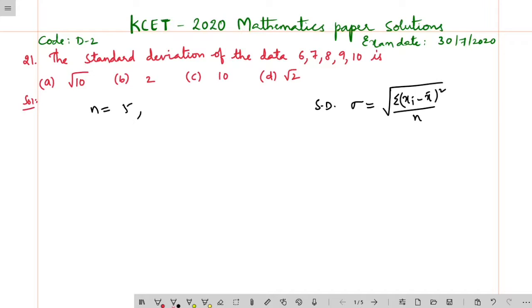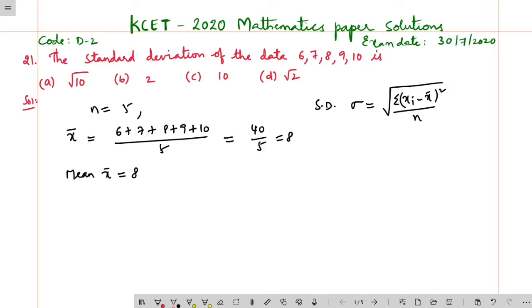Here xi represents the observation and x bar is the mean. So let's find the mean. Mean is equal to the sum of the observations divided by the number of observations. So we can take 6 plus 7 plus 8 plus 9 plus 10 upon 5. 6 plus 7 is 13, plus 8 is 21, plus 9 is 30, plus 10 is 40, so 40 upon 5. This is 8. So we got mean x bar is equal to 8. Now we have to find the difference between each and every observation and the mean, and we have to square and sum.